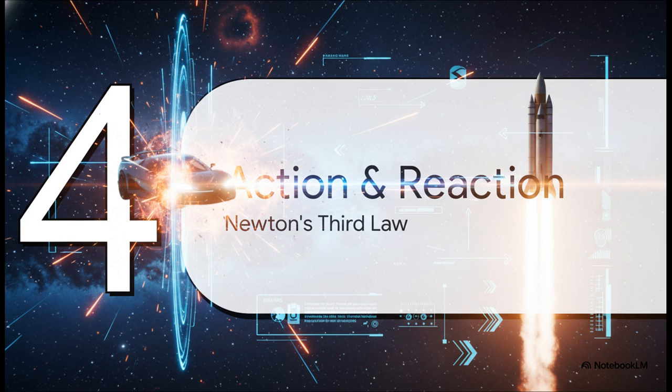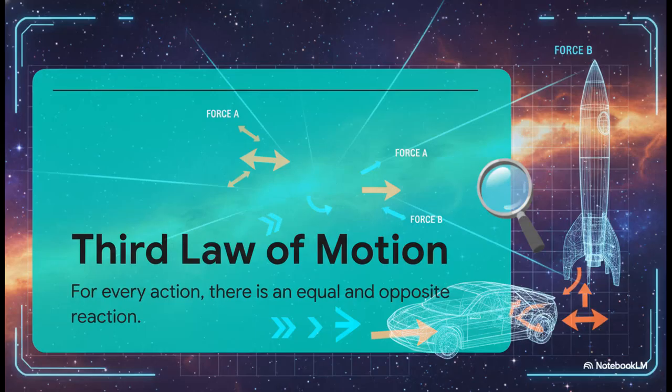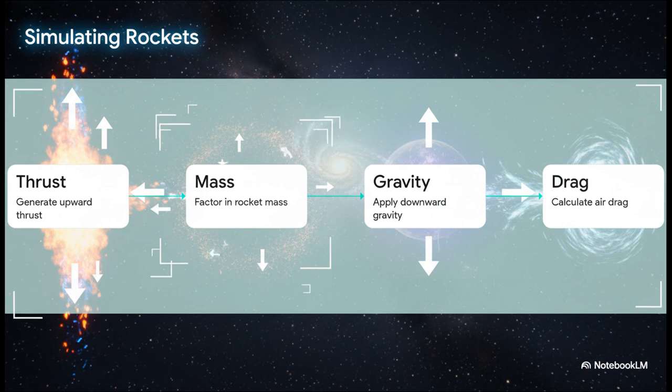All right, on to section 4. Third law, action and reaction. This is the ultimate rule for interacting with an environment. For every action, there is an equal and opposite reaction. In a physics engine, this means forces don't just exist in a vacuum, they always exist in pairs. When a character pushes against a wall, the wall literally pushes back. Let's systematically build a simulation here using this law.